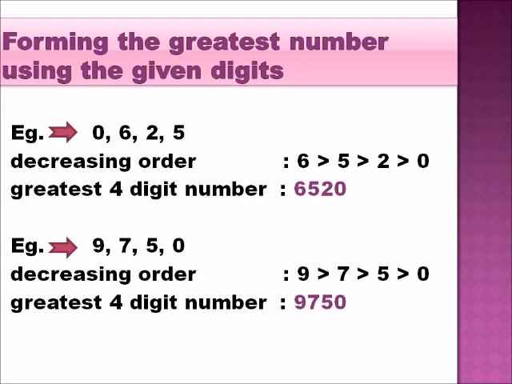Children, in the next example 8, we have digits like 9, 7, 5 and 0. Now by arranging in decreasing order as 9 is greater than 7, 7 is greater than 5, 5 is greater than 0. So therefore the greatest 4-digit number will be 9750.